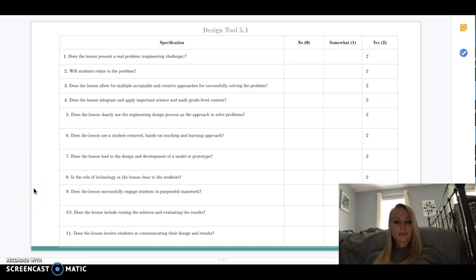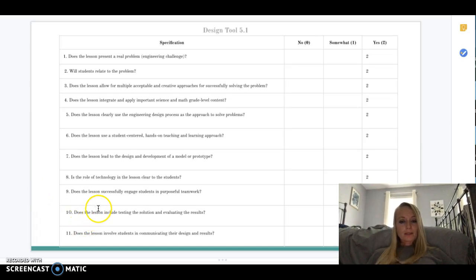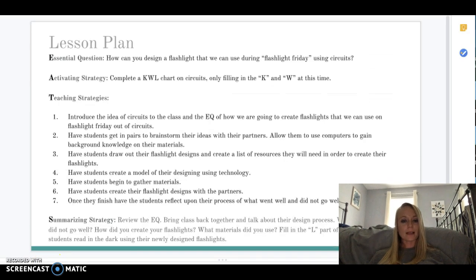The role of technology I have included in my lesson plan that you can check out. The lesson successfully engages the students in teamwork, and it allows them to create a solution, evaluating the results. And the lesson also involves students communicating their design. And last, here's my lesson plan that you can look at as attached.